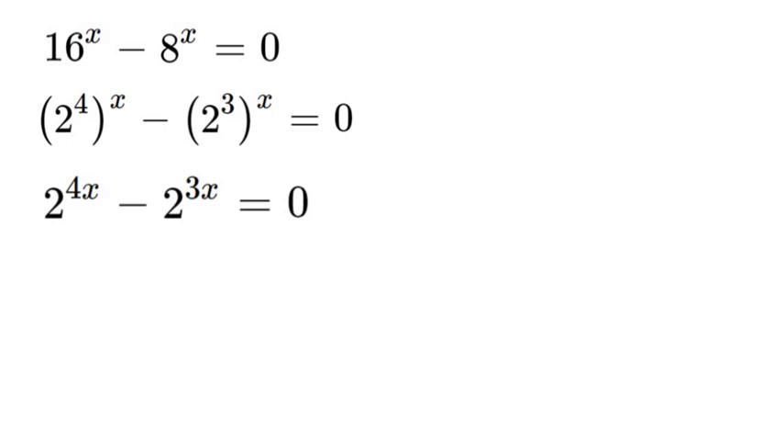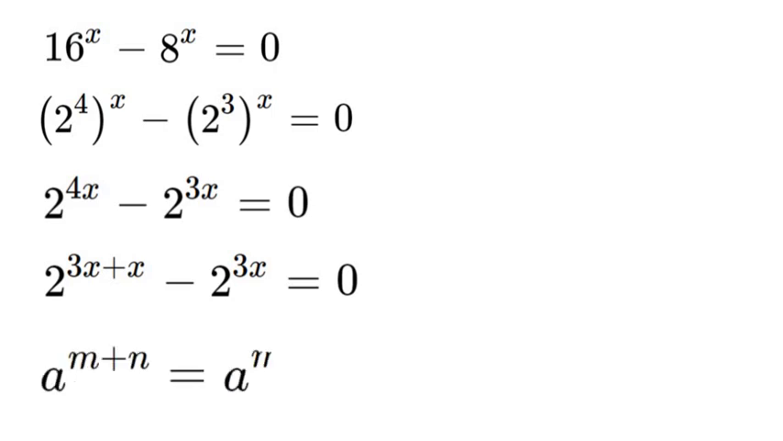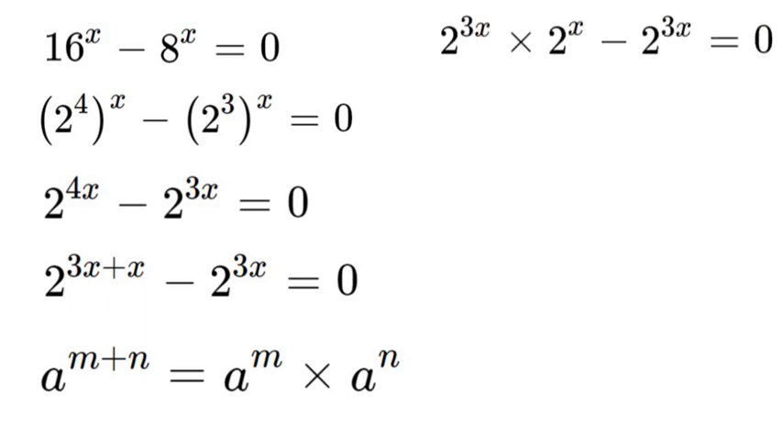Now with the 2 to the power of 4x, we're going to change that 4x into a 3x plus x. Now, the reason we're doing that is when we have an exponent, so a to the power of m plus n, that is the same thing as a to the power of m times a to the power of n. So therefore we would have 2 to the power of 3x times 2 to the power of x minus 2 to the power of 3x is equal to 0.